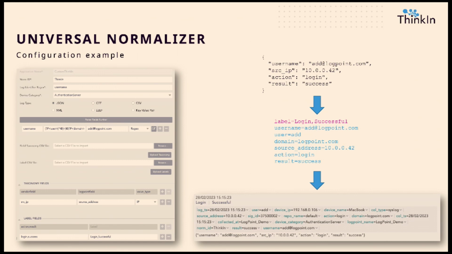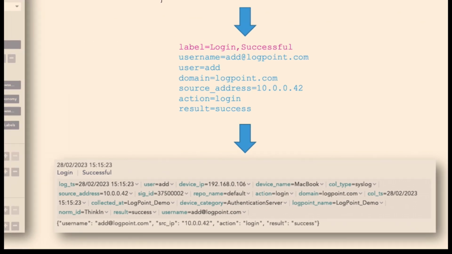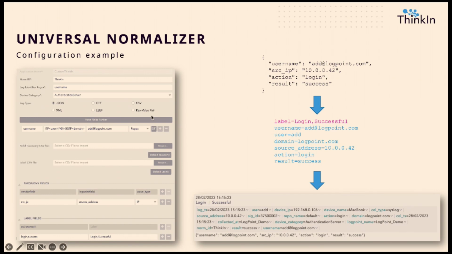So in the end, what happened? We have the raw log, we normalized it, and this is what it looks like in the Logpoint search interface. And it's, of course, way better than what we've seen previously with just the JSON compiled normalizer. And you can do it with JSON, with CSV, with XML, with CEF, with LEEF, and also key value pairs. But key value pairs can also be normalized using normalization signatures, so you don't have to go through this universal normalizer. You can do it, but it's your call, basically.